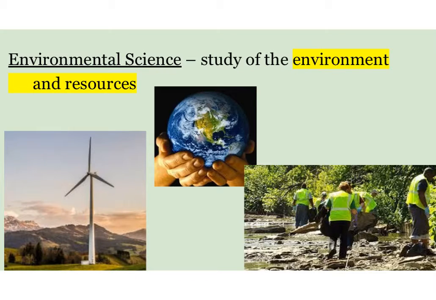And then our final branch or category of earth science is called environmental science. And this is the study of the environment and the resources that we have on Earth. So this is where you would learn about renewable resources like wind energy. This right here is a windmill that produces energy from the wind. You would learn about other things that humans can do to make sure that we're leaving our Earth in good enough shape for our children and our grandchildren.